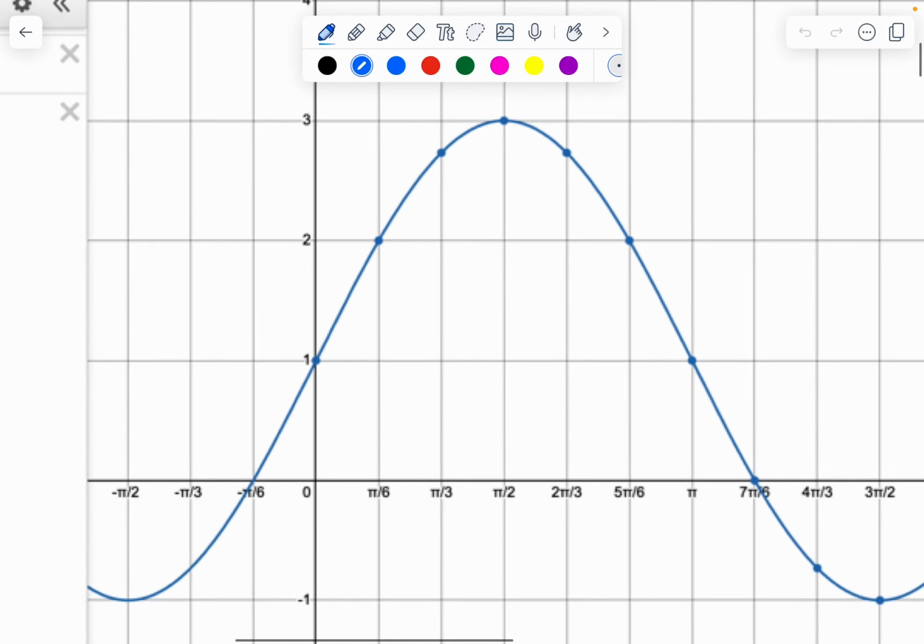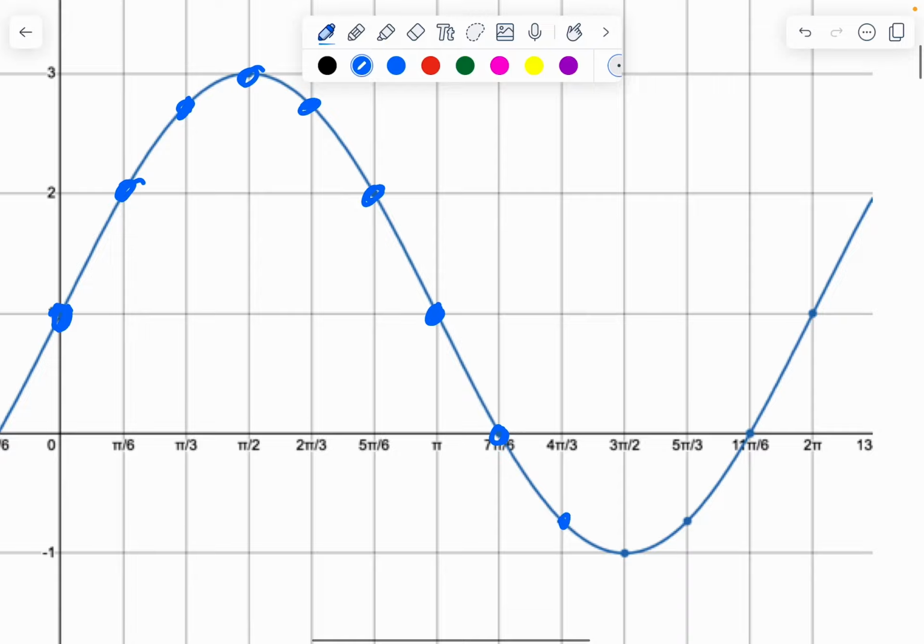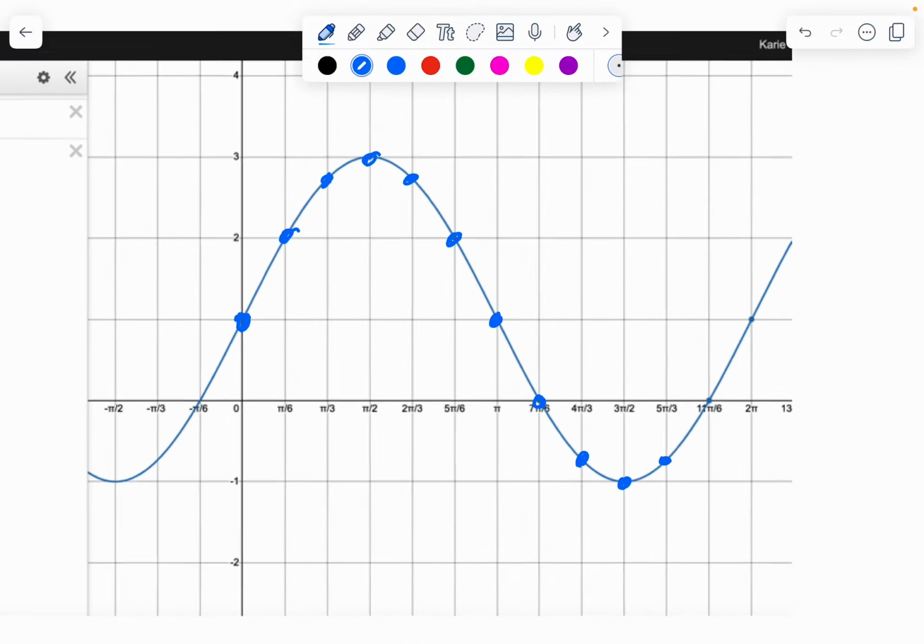So you'll see these little dots here are from that table. I was finding every pi over 6 away. So here are the dots that we generated.